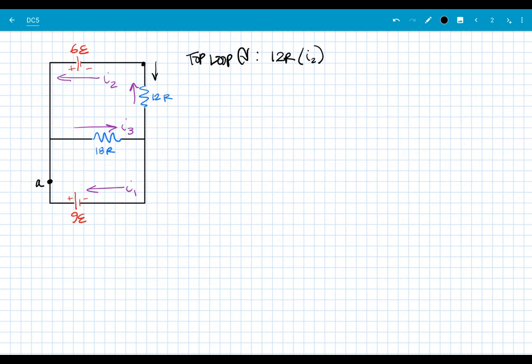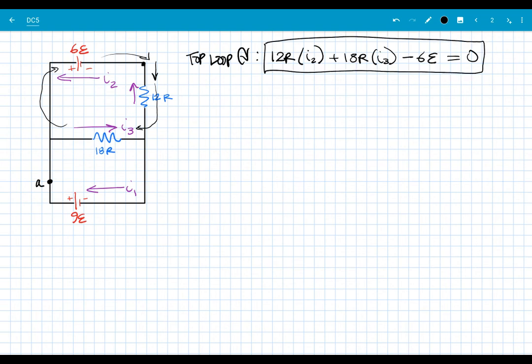Then I continue traversing through the loop, and I'm going backwards through I3. Notice that I'm going again against the current. So that means I'm stepping up through the 18R resistor multiplied by I3, the current through it. If I continue with that loop, I'm going down this battery from positive to negative terminal, so I'm stepping down 6E at that battery, and then I'm right back where I started. So I say equals 0. That is one of my equations that I get from traversing the top loop.